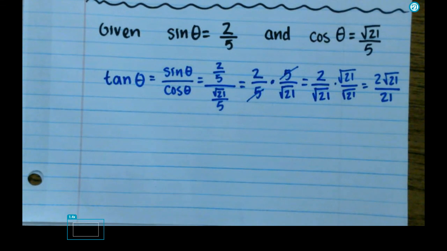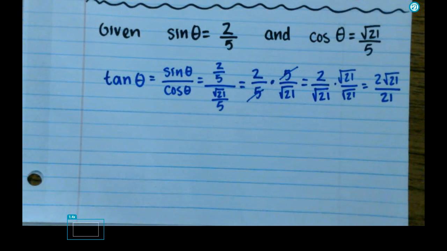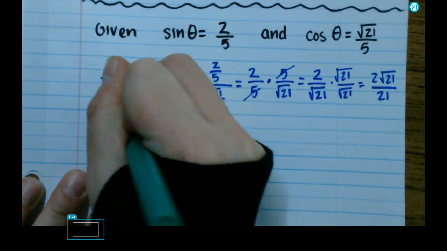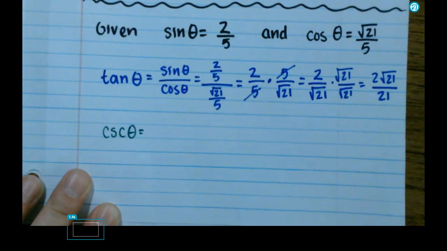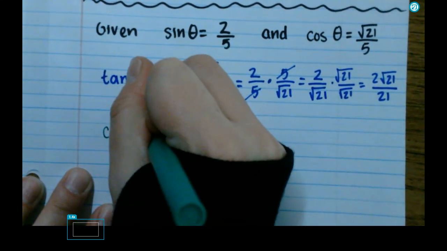Okay. Now we can find cosecant, secant, and cotangent. We can do that in whatever order. I'm just going to do it in that order. So cosecant is the reciprocal of sine. So cosecant of theta, we can take our sine of theta, which is 2/5, flip it upside down, it's 5/2.